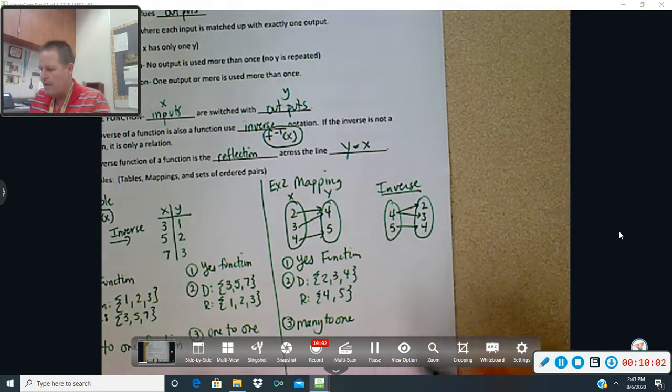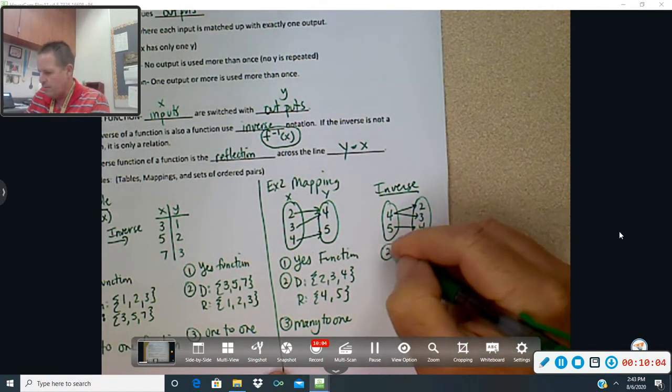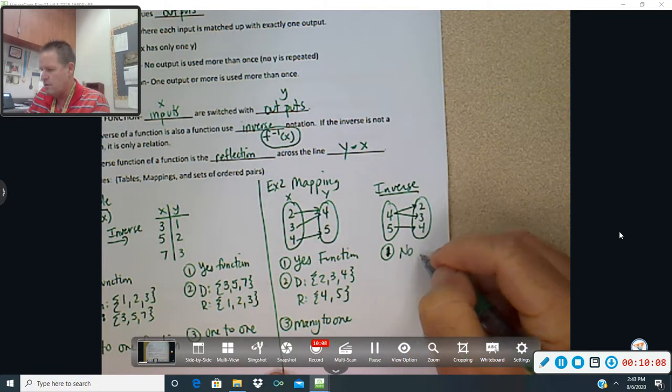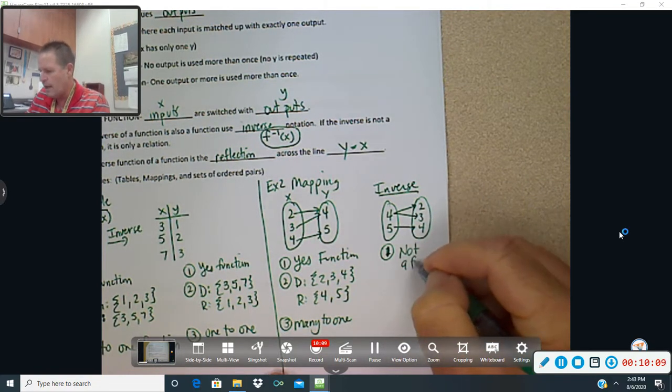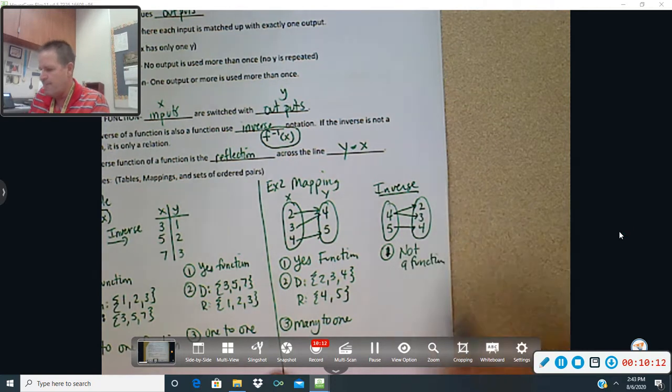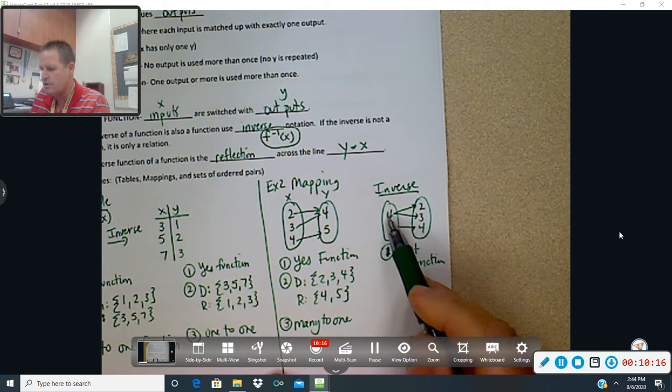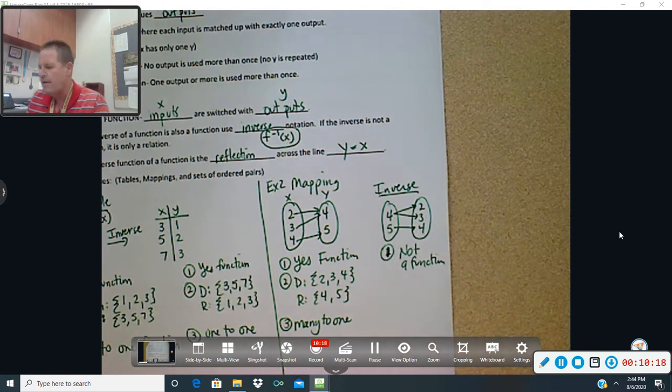Okay. Now, is this a function? Number 1 here. Is it a function? The answer here is no, not a function. Why not? Because again, 4 has 2 different answers. 4 is 2, and then 4 is 3. That is not possible, so it's not a function. And since it's not a function, generally you don't state domain and range, and you generally don't state if it's one-to-one or many-to-one because it needs to be a function.